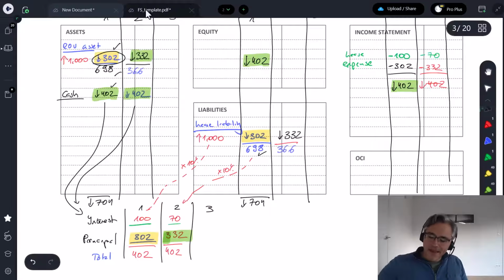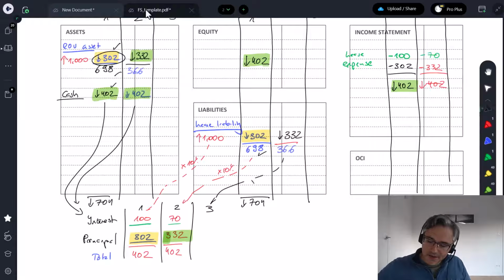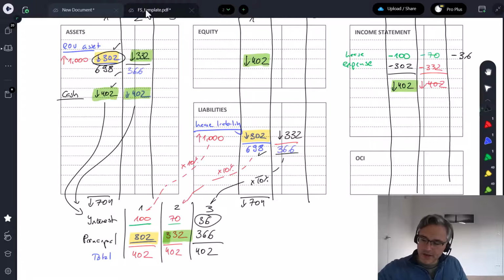Right. And finally, in the final year, we charge interest at 10% of this final amount here, this 366, and this would be 36.6, which I'm going to, just like before, round down to 36, and to get to a total of 402, I would need to imagine that the principal is 366, right? The 36 is the interest component. That's what goes to my P&L.